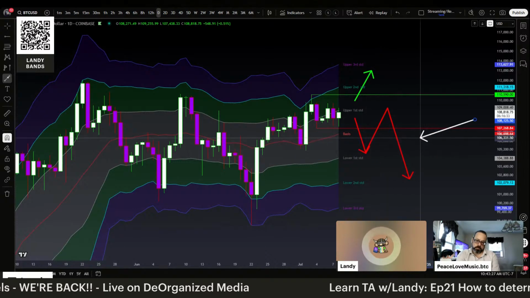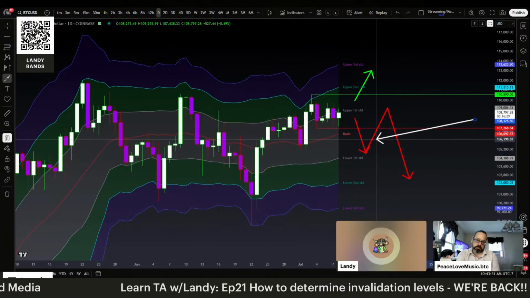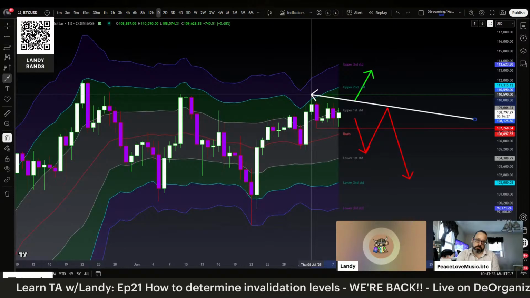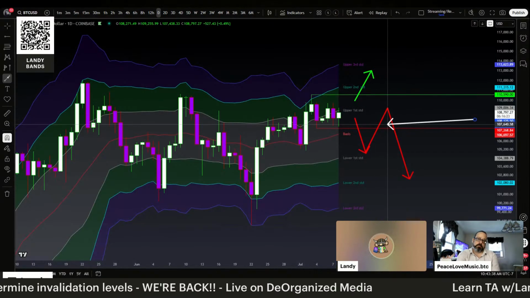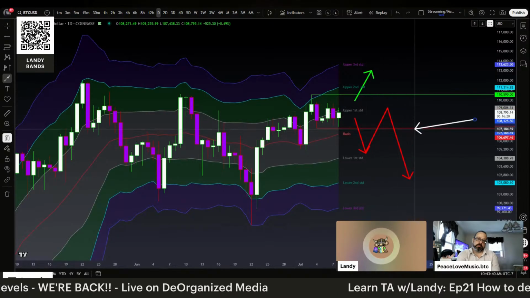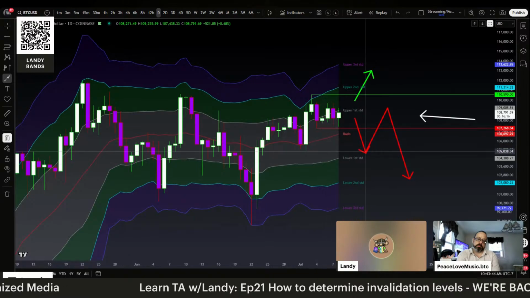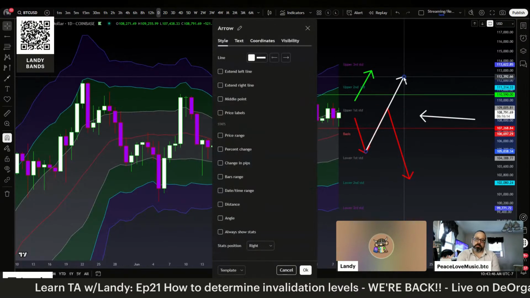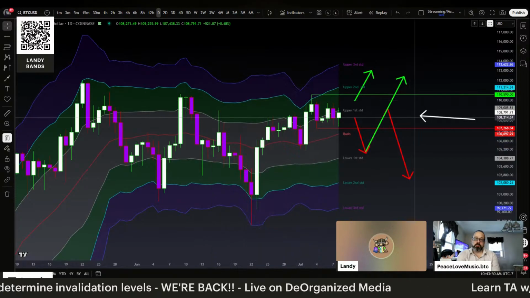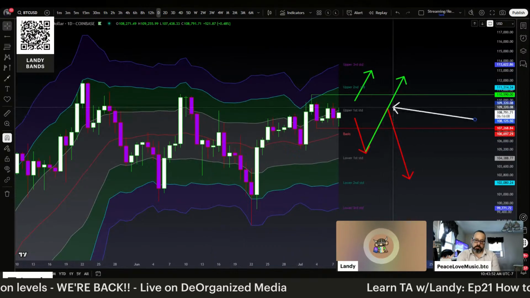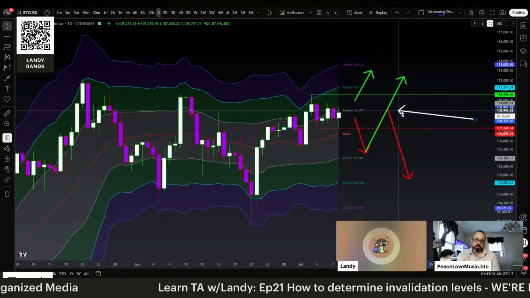And your invalidation would be taking out the most recent high, because then you'd be going from a lower low to a higher high. So invalidation of a thesis of a trend change and trend reversal setup forming would be if we saw something like this occur, right? And that's where that would be invalidating your thesis that a downtrend might start to form.